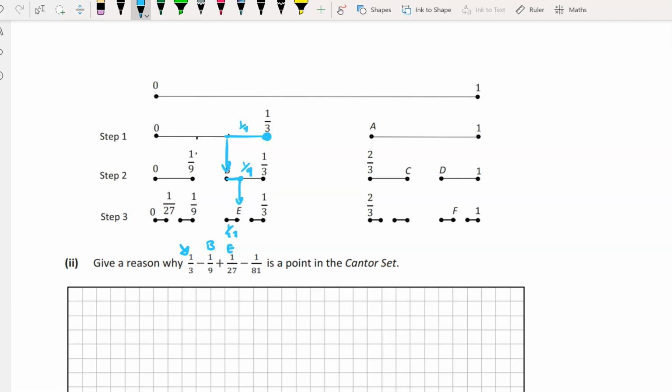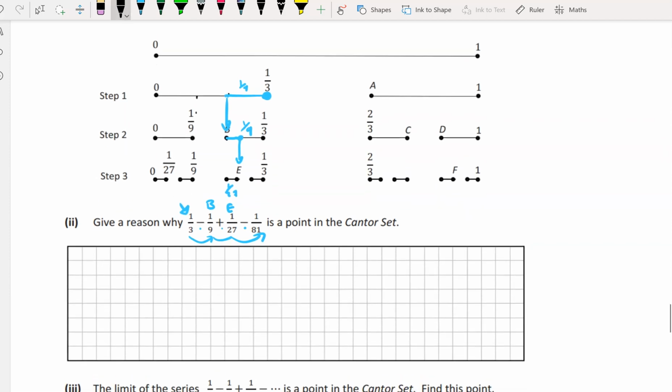And you can see here there's a sequence underneath. First of all, it's going minus, plus, minus. And then underneath, you can see the sequence is 1/3. Multiply it by a third to get a 9th. Multiply it by a third to get a 27th. Multiply it by a third to get 1/81. So what it seems to do is it seems to give you a point on the Cantor set every single time.